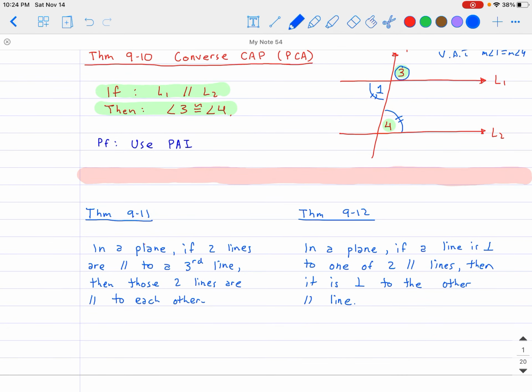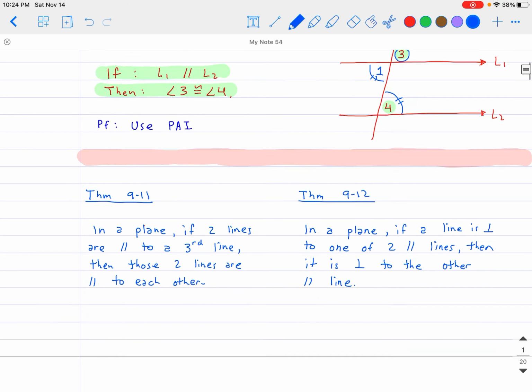Now, there are some other theorems that are very minor, but the ones that we pointed out that are in red, if you haven't noticed already, those are the very important ones: AIP, PAI, PCA, and then also CAP. The rest of these are just very minor theorems. So here in theorem 9.11 and 9.12, we're just going to go ahead and quickly talk about them. And then the proof of it, well, you can probably prove them on your own, or you can take a look at the book. But for the most part, they will most likely not be used in the book.